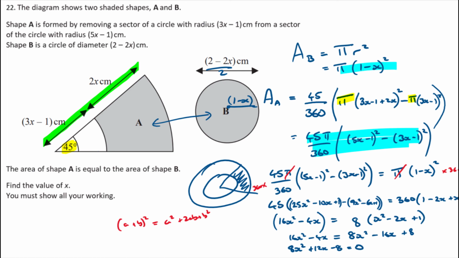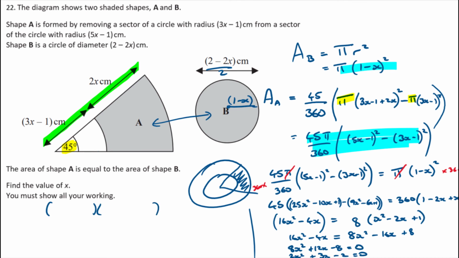And dividing through by 4 then is going to give me 2x squared plus 3x minus 2 equals 0. Right, what have I got now? Can I factorize that? I probably can. I'm just going to work over here because I ran out of space over there. Can I factorize that into two brackets?